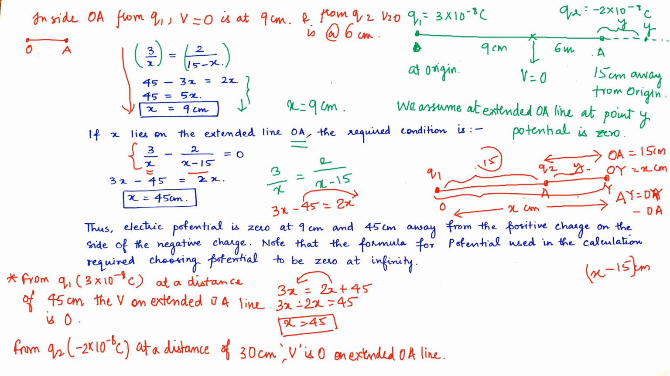Now we will go through the conclusion. Thus, electric potential is 0 at 9 cm and 45 cm away from the positive charge on the side of the negative charge. Note that the formula for potential used in the calculation required choosing potential to be 0 at infinity. This is only possible when we choose that the potential at infinity is 0.